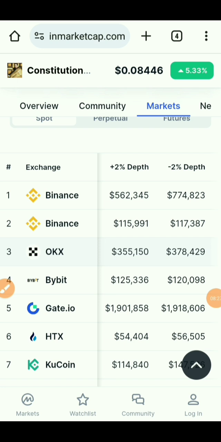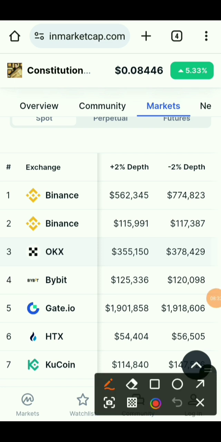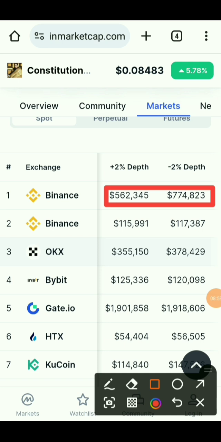So if you look at this section closely, you will notice that the amount of people that have come together to actually sell when it rises, which is the minus 2% depth of people, is way greater than the amount of people who have come here to buy when it is down by 2%. This is what I'm talking about. The plus 2% depth is smaller than the minus 2% depth.